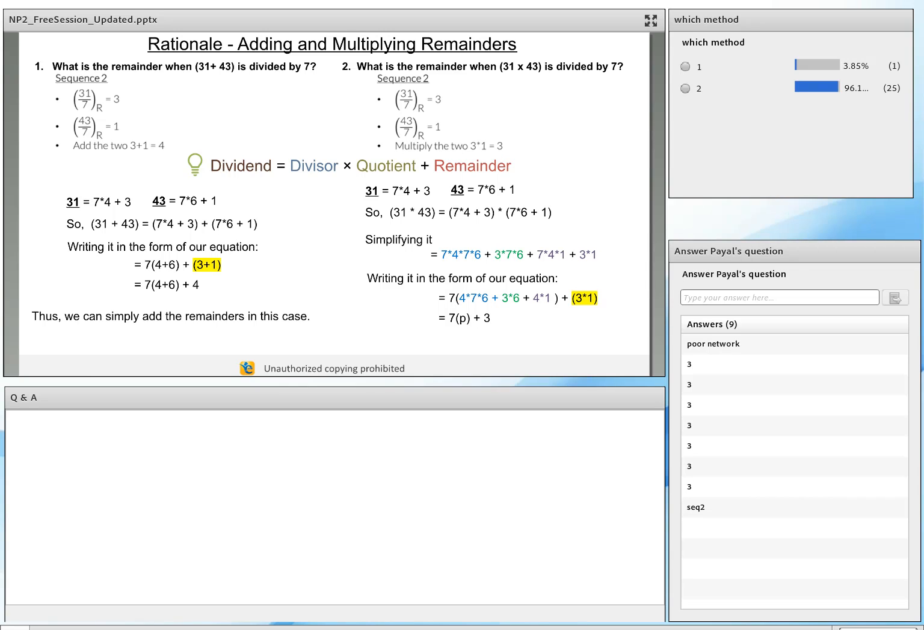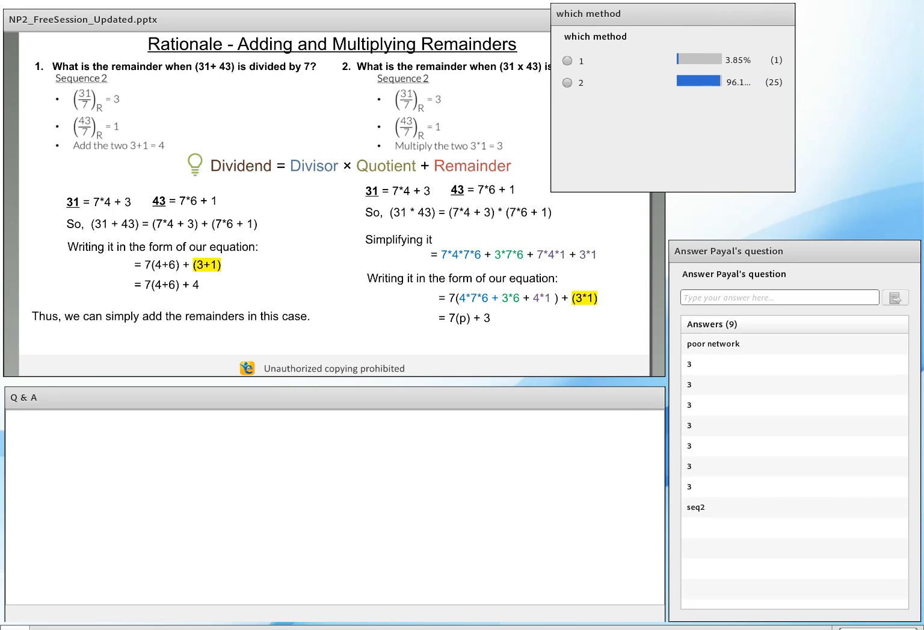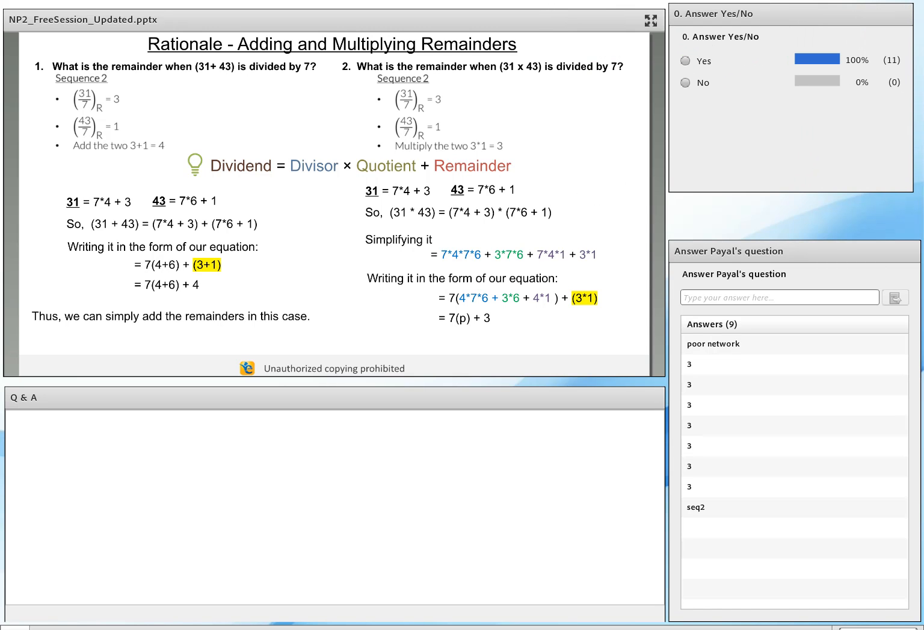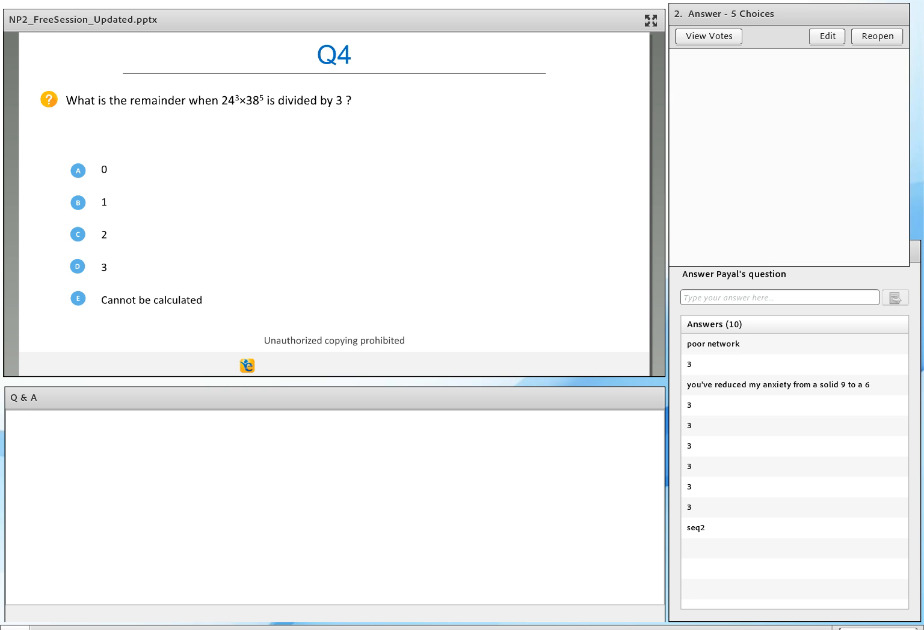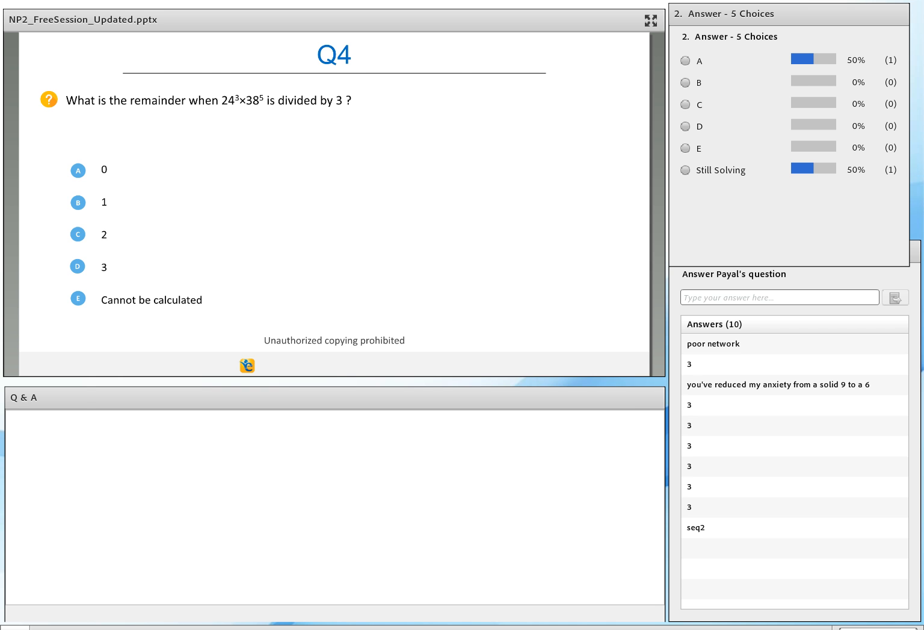But is everyone clear about this? Let me get the yes no poll here. Is everyone clear about this, that you can add and multiply remainders? So I would say come to the derivation of it on your own and then check the PDF that I share with you to make sure that you're able to arrive at this on your own correctly. All right. Now what's next? Let's try to apply that principle over here on question number 4. So can you click on still solving?